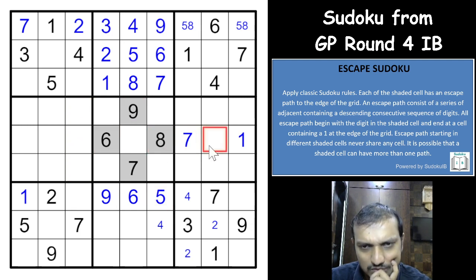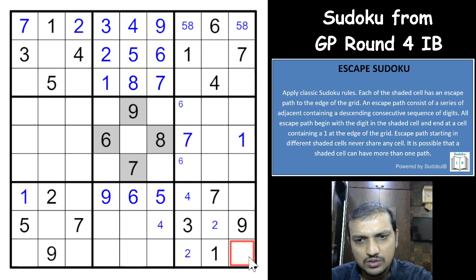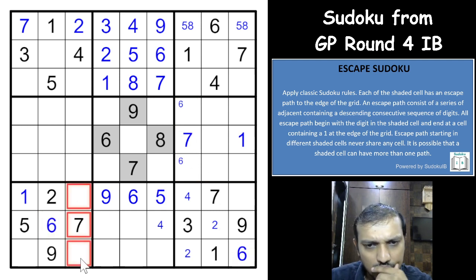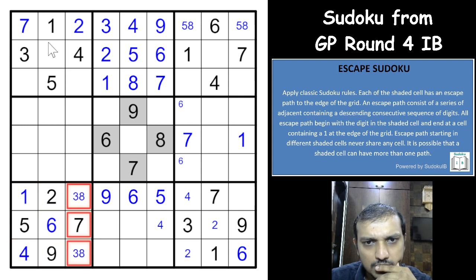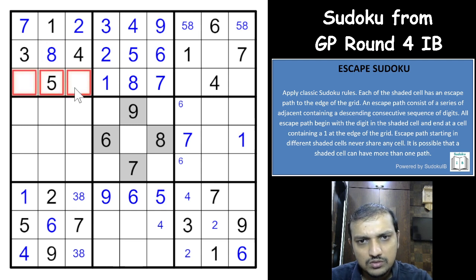Where can 6 be? 6 cannot be here. 6 would have to be somewhere in these two cells. So which means this is a 6 here according to the classic rules. 6 would be here. 3, 4 and 8. So this is 4. These two cells are 3 and 8 in any order. Right? 6, 8 and 9. So this is 8, 6 and 9 in any order.